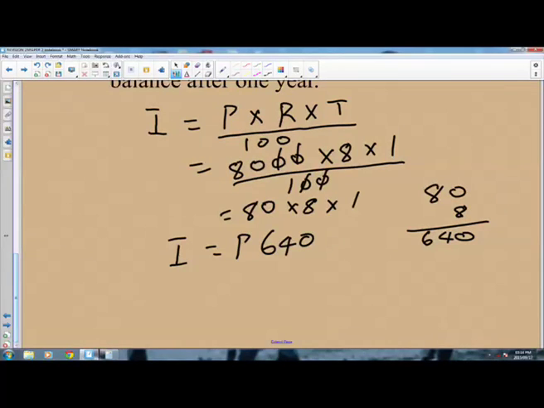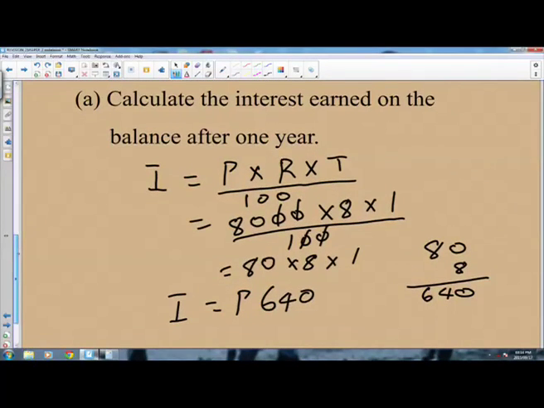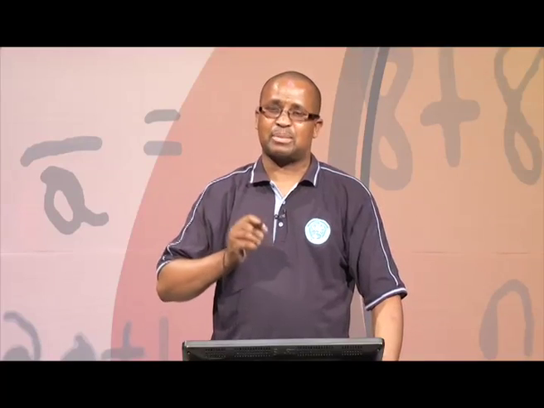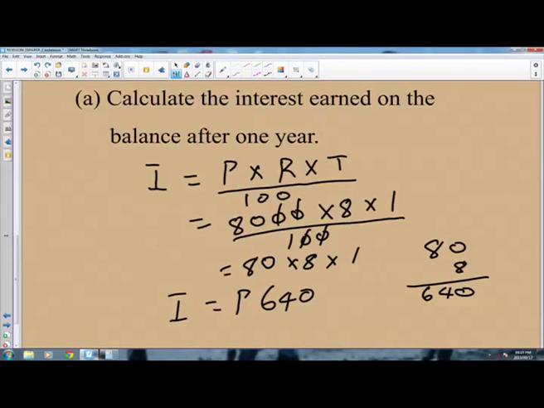And let's check if at all we've answered the question. It's very important that we check. It says calculate the interest earned on the balance after 1 year. So after 1 year, the interest is 640. To find the interest is given by the formula principal times the rate of interest times time divided by 100. So you need to know the principal amount, the rate of interest, and then the time. That will give you the interest for the first year.